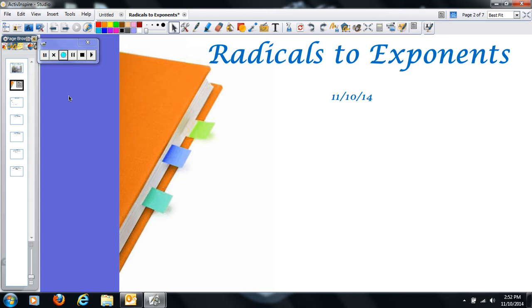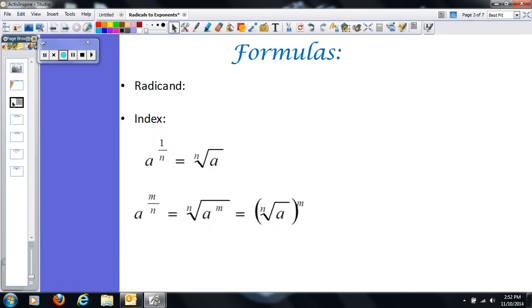Okay, so with that being said, the next thing we're going to go into with the exponents is converting radicals to exponents. Now, you got two definitions. It's the word radicand and index. Okay, and we're going to use these two formulas that all of this information will fit.